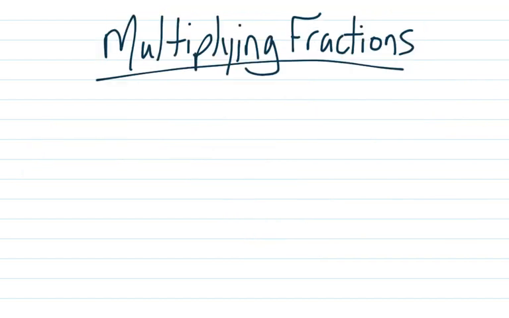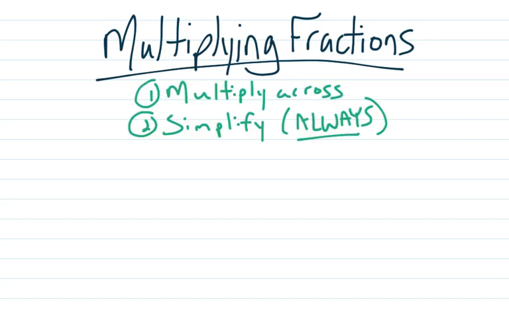So let's start with multiplying fractions, and we're going to stick with proper fractions for right now. There are two main things you need to remember when you're multiplying fractions. Multiply across, meaning multiply numerator times numerator, denominator times denominator, and then always, with anything you do with fractions, simplify your final answer. So let's say our problem is 1/3 times 3/4.